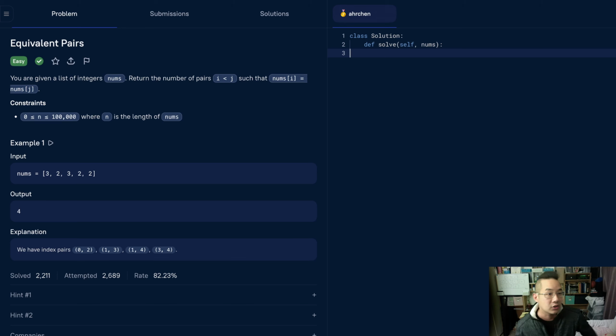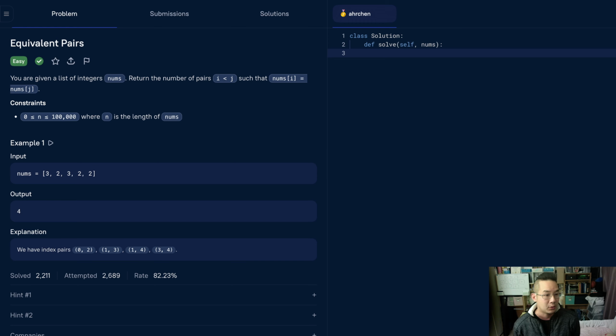Hello there. So today we'll be doing equivalent pairs. You are given a list of integers, nums. Return the number of pairs i less than j, such that nums[i] is equal to nums[j]. We're going to have a constraint of 100,000 items, where n is the length of nums.